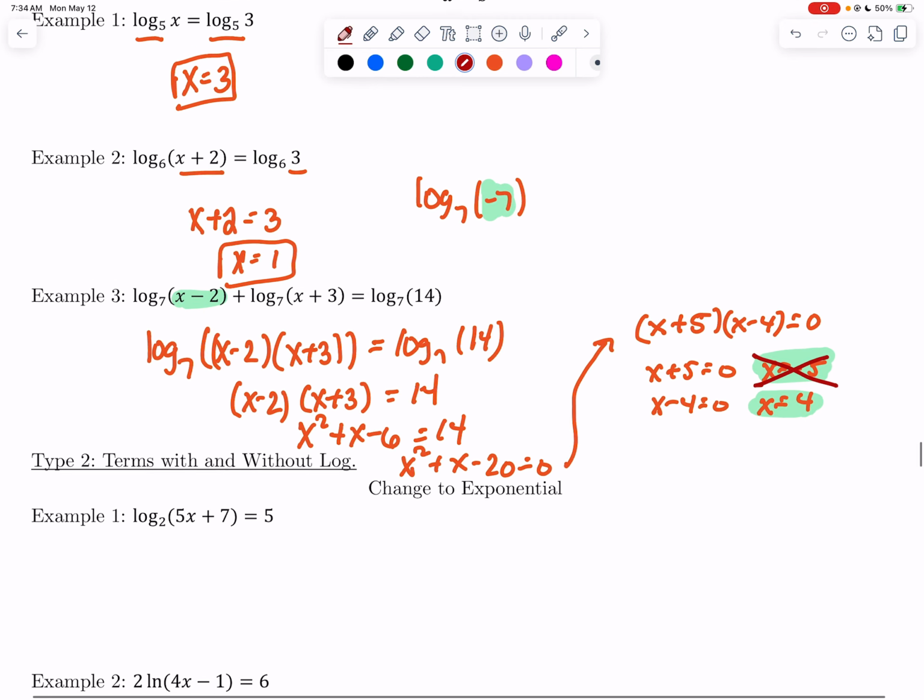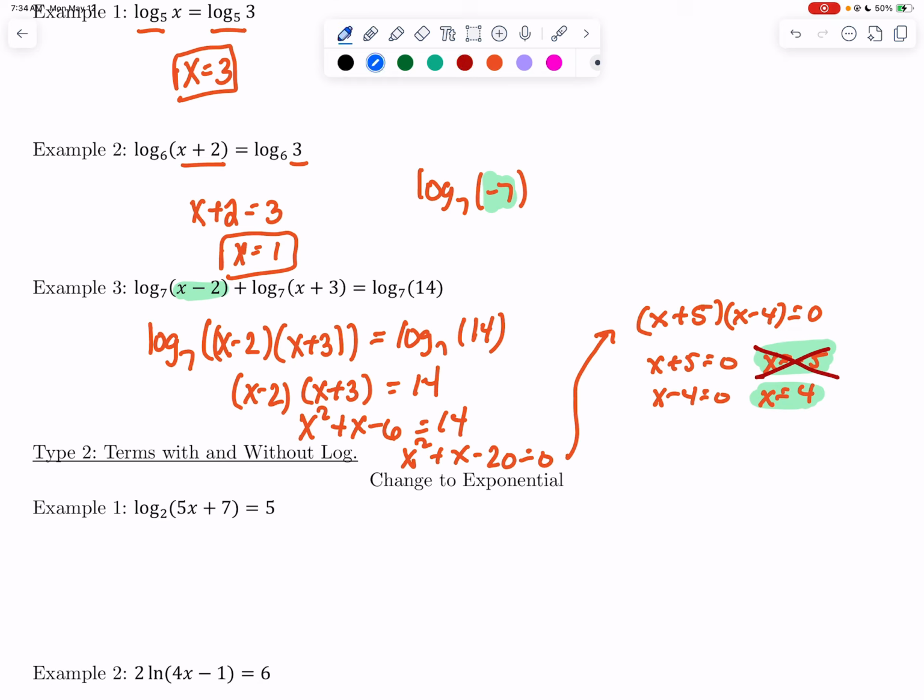Now if I plug in 4, I'm going to have log base 7 of 4 minus 2 or log base 7 of 2 plus log base 7 of 4 plus 3 or 7. And if I were to condense them, I'm going to multiply 2 and 7, and that's going to give me log base 7 of 14, which is what we want. So our final answer here is x is equal to 4.